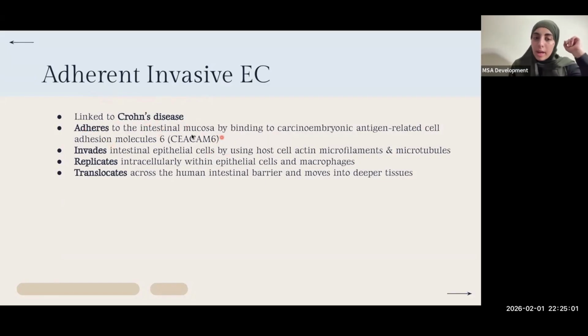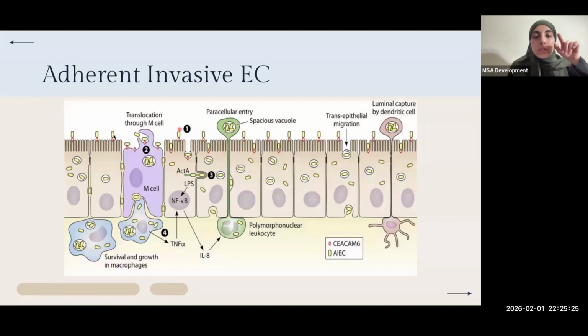After it adheres to the CEACAM, it will invade the epithelial cells, and then it replicates intracellularly inside the cells and the macrophages and translocates across the barrier, moving to deeper tissues. So just know it's linked to Crohn's disease and it adheres to CEACAM and then invades and goes through the intestinal mucosa. So this is again similar. You see the bacteria over here adhering to CEACAM, going in, replicating inside, and then translocating across the mucosal surface. Okay.